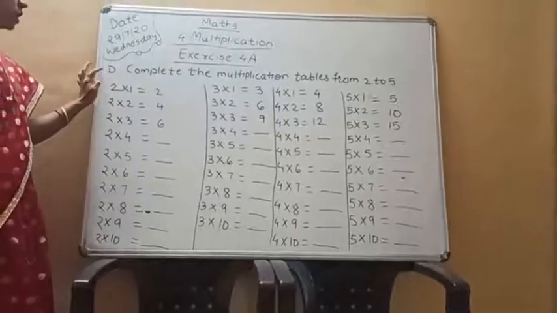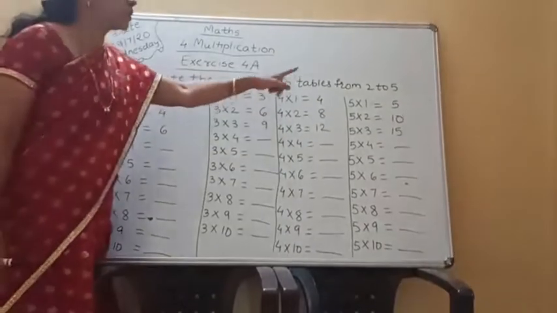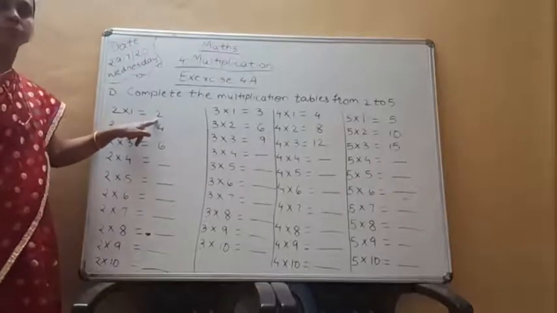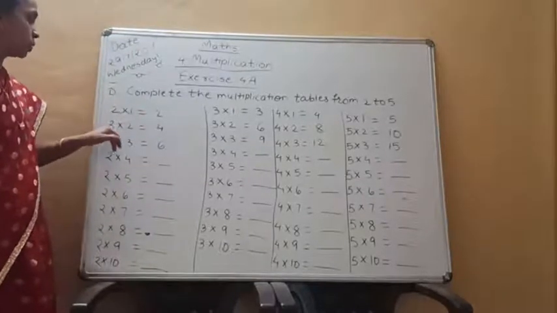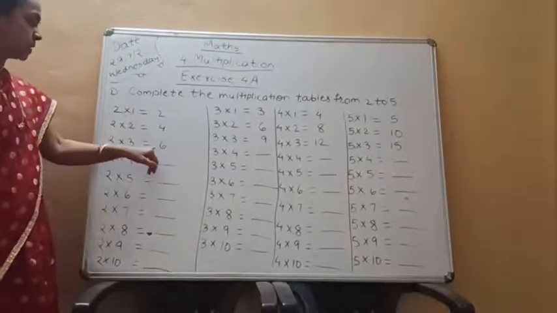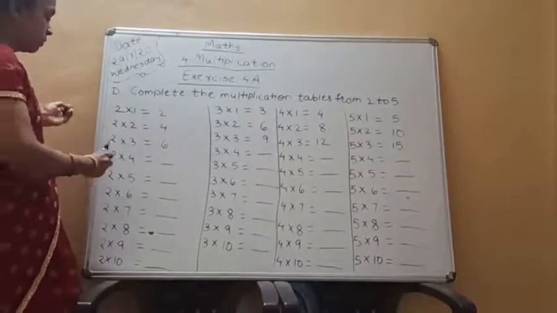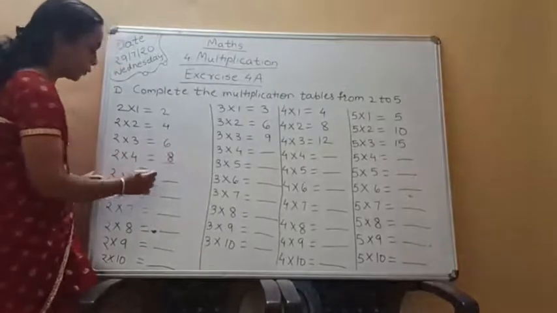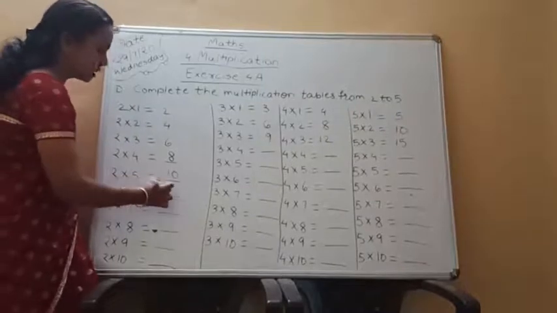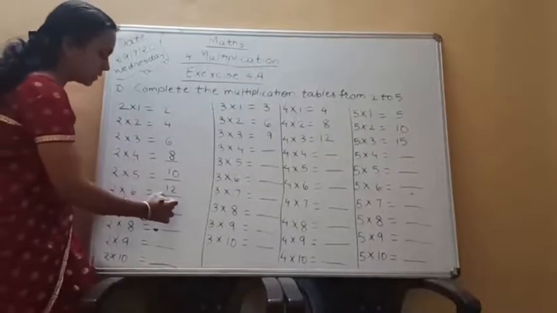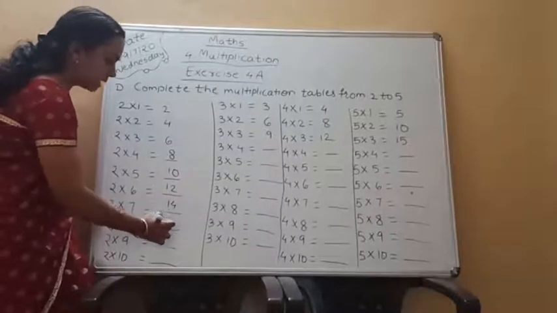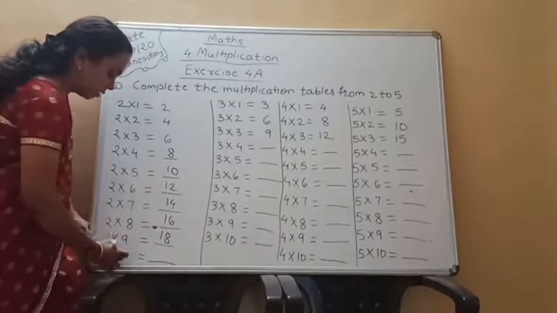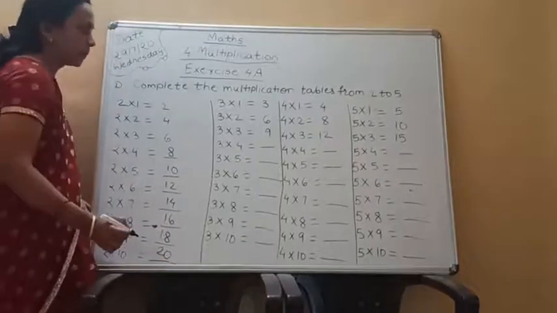Now see D question. Complete the multiplication tables from 2 to 5. We have to write down the tables here. 2 1s are 2. That is already given in your textbook. 2 2s are 4. 2 3s are 6. Now from here we have to write down the answers. 2 4s are 8. 2 5s are 10. 2 6s are 12. 2 7s are 14. 2 8s are 16. 2 9s are 18. 2 10s are 20.